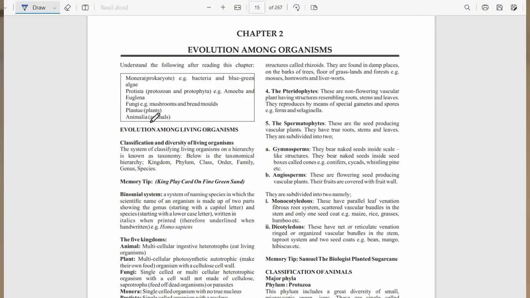In this chapter, you have evolution among organisms, and what you are expected to understand first and foremost is the classification and diversity of living organisms. In classification of organisms, we have kingdom, phylum, class, order, family, genus, and species. The simple way to remember that is "king play card on fine green sand." Now I'll show you this image.